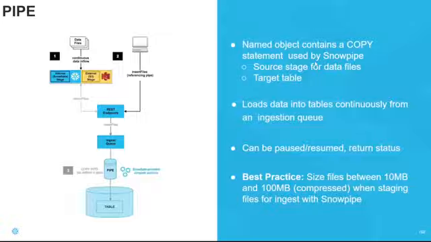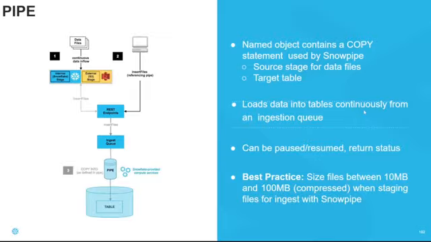Now let's see how Snowpipe works. Snowpipe is nothing but it also contains a copy command which is used by Snowpipe, where you have the source stage for the data files and you will have a target table where you want to load that. So these are the two commands you use in Snowpipe.